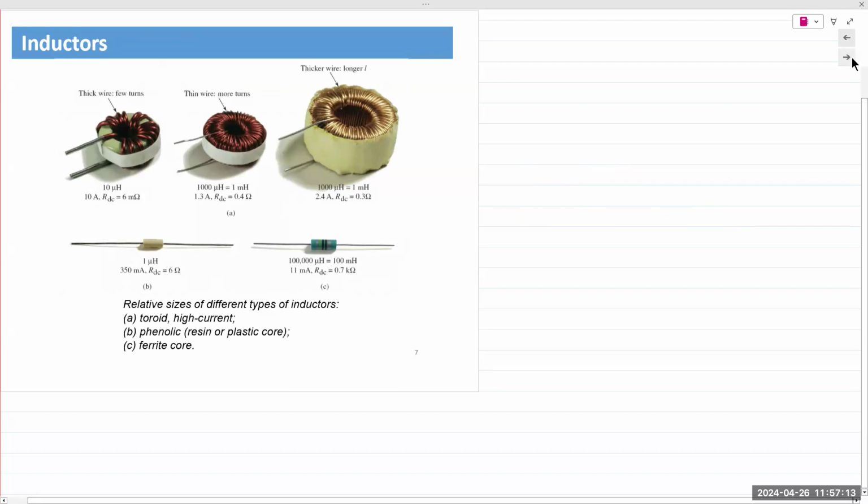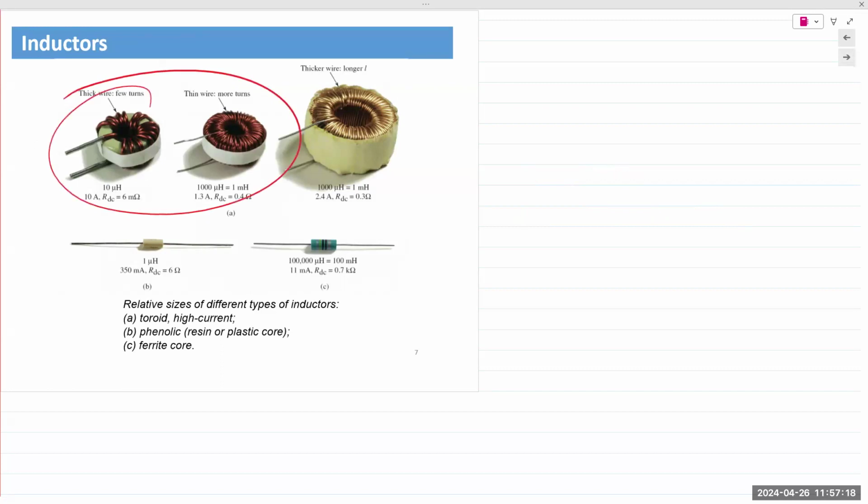These are some examples of real-life inductors. I specifically like to point out the first two. Very similar in size and construction, but very far apart in the actual values, okay? If you look at the first one, you have a very thick wire versus a very thin wire in the second one. A thick wire allows you to carry very high current. So if you look at that specification, 10 amps is a huge amount of current versus 1.3.